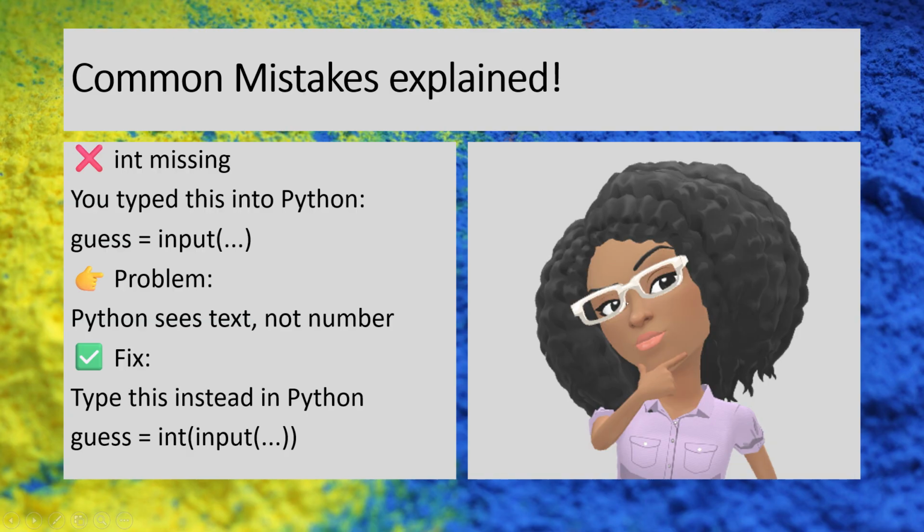Int missing. You type this into Python. Guess equals input. The problem is Python sees text and not a number. How to fix? Type this instead in Python. Guess equals int input.